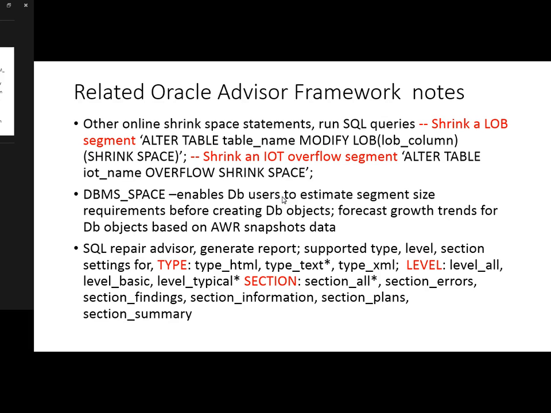And then the next item is what I was referring to earlier, about generating different report types. Previously I had type underscore HTML. You're able to use type underscore TXT, or you can also use type underscore XML. These are the different formats supported using the type parameter. And then you have different levels: level all, basic, and typical.